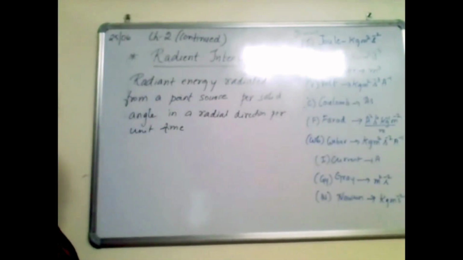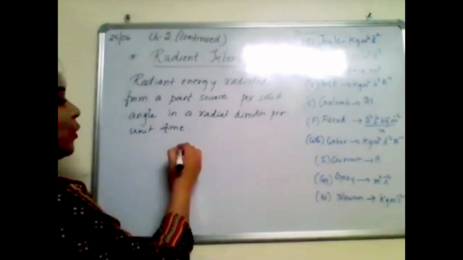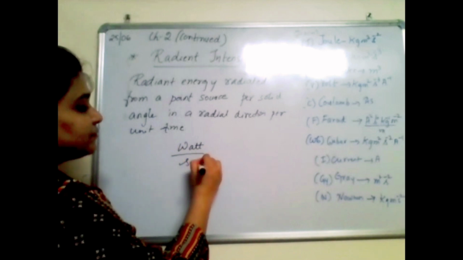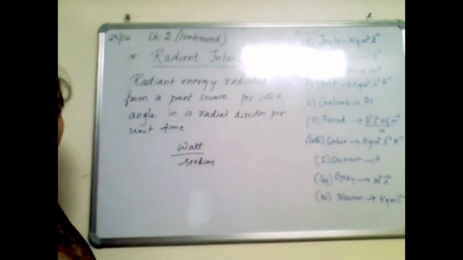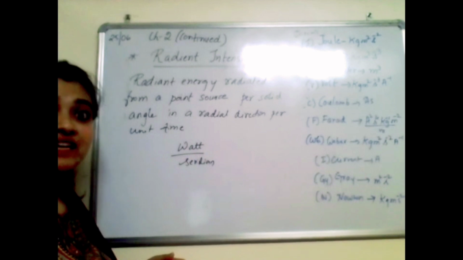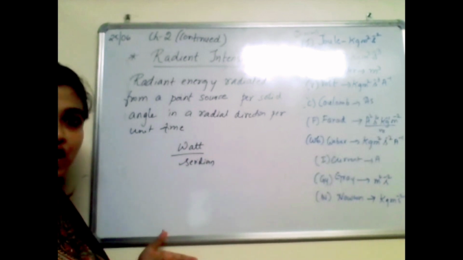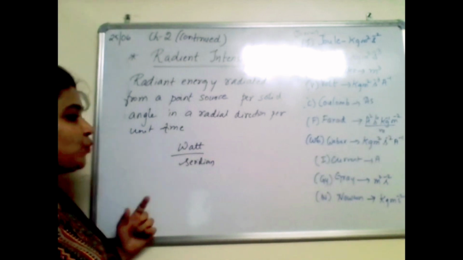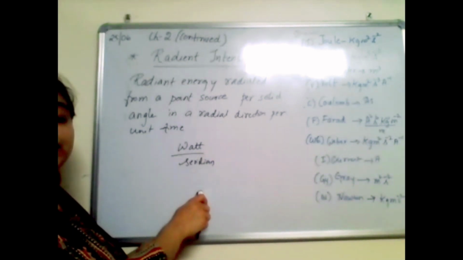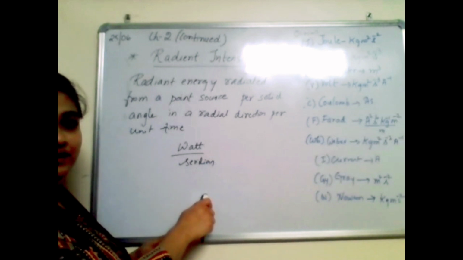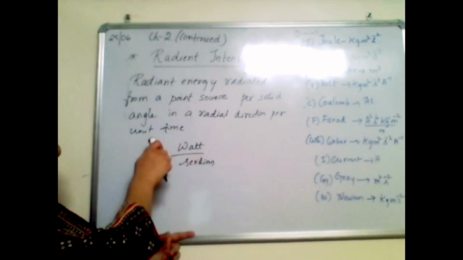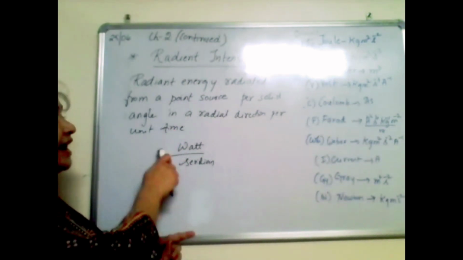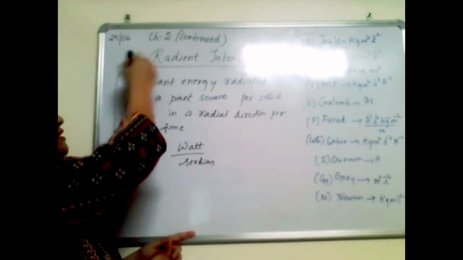Now, radiant intensity is given in watt per steradian. Why watt? Because it is power, right? Radiant intensity, how powerful it is, how bright it is, is expressed in terms of watt. So watt divided by steradian. Why steradian? Because it is a solid angle. How much energy is radiated from a point source per solid angle? That is nothing but radiant intensity.